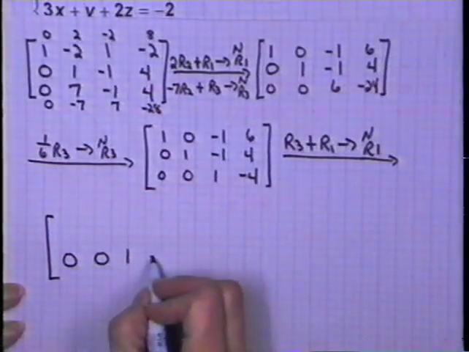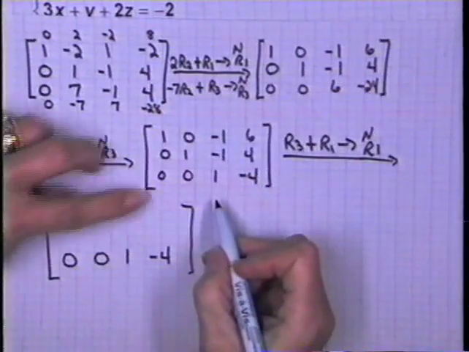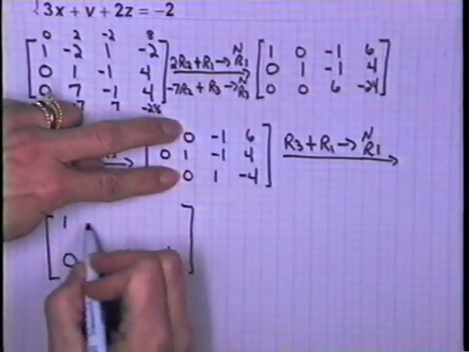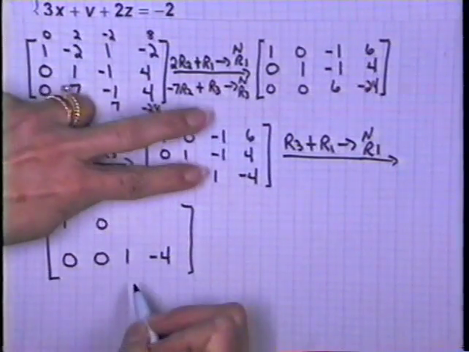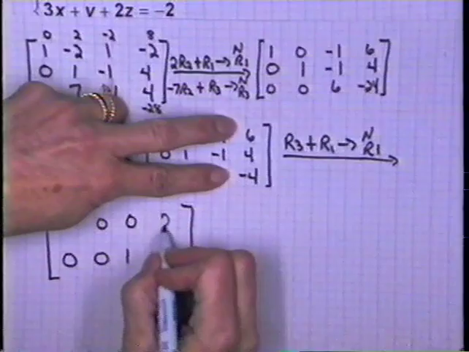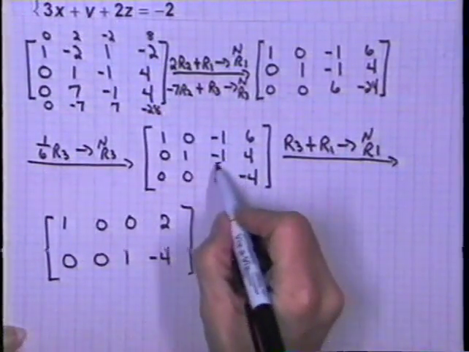We certainly don't want to change row 3 because it's exactly like we want it. But if I add the numbers in row 3 to row 1, I get a 1. 0 plus 0 is 0. 1 and -1 gives me a 0. 6 and -4 gives me a 2. Now while I'm here, I also want to get a 0 right there.